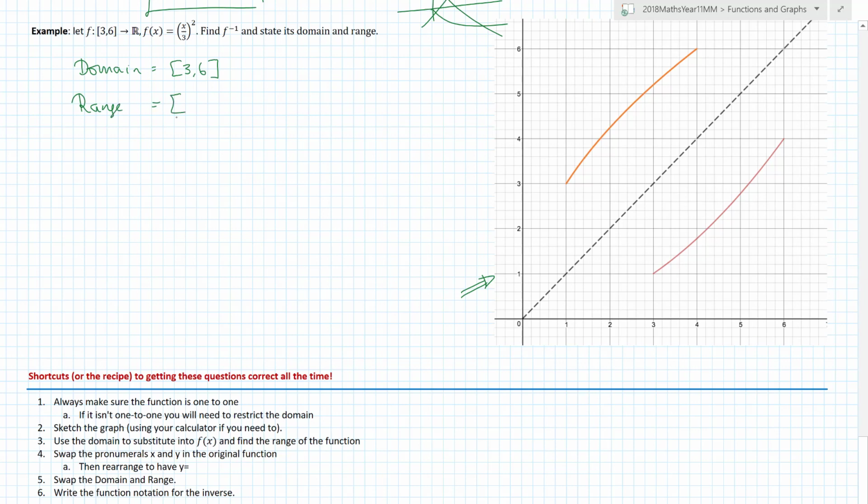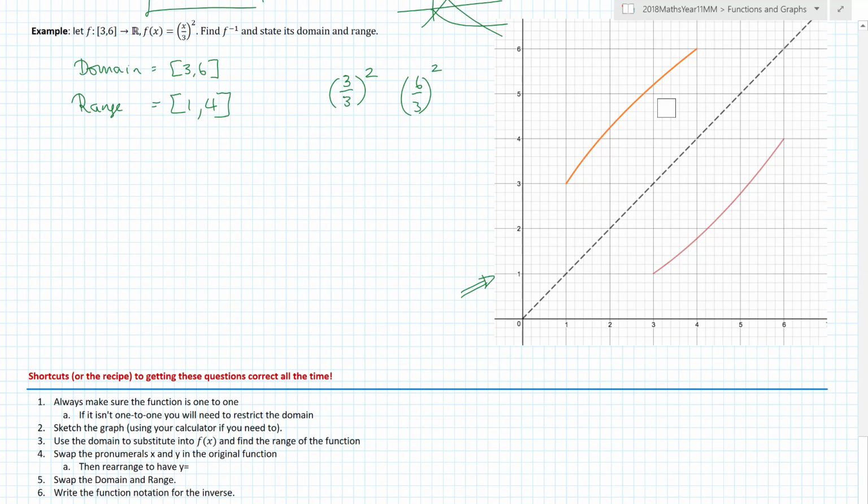All right, my range. Well, when I put 3 in, I'm going to get 3 on 3, all squared, which gives me 1. And when I put 6 into my original function, I'll get 6 on 3, all squared, which is 2 squared, which is 4. So my range is between 1 and 4. All right, well, let's just check. Here is my original function. This is my original. And here is my, no, that's not true.